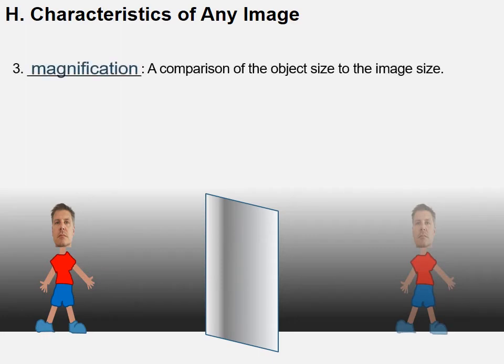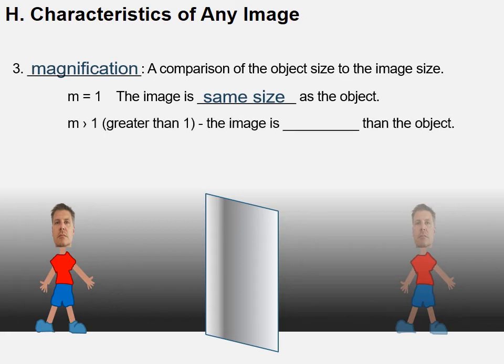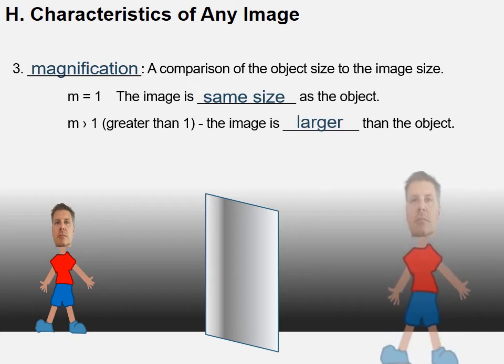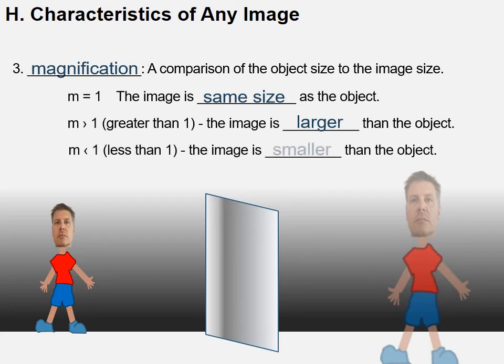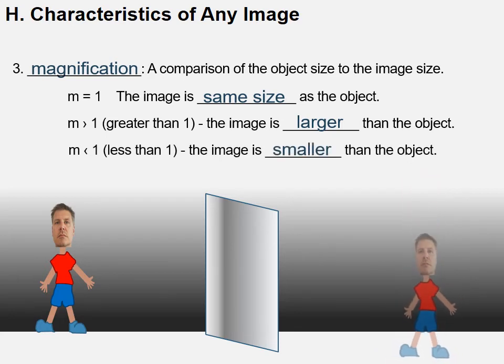Magnification is a comparison of the object size to the image size. M equals 1 means the image is the same size as the object. If we say M is greater than 1, that means the image is larger than the object. If we say that M is smaller than 1, that means the image is smaller than the object.